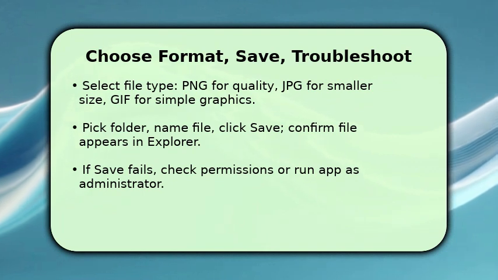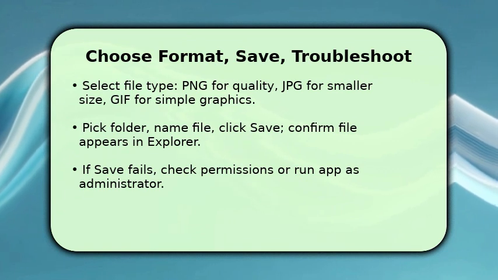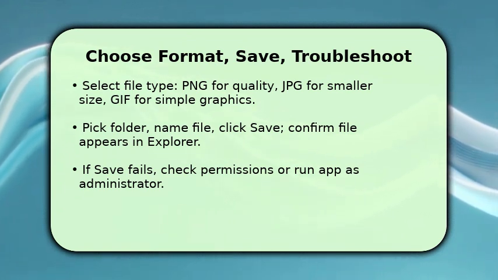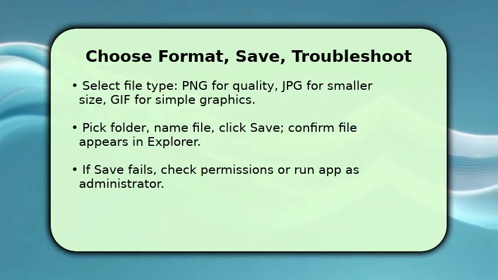Select PNG for lossless quality, JPG to reduce size, or GIF for simple images. Then pick a folder and name the file, and click Save. Once saved, open File Explorer to confirm the file exists and preview it.